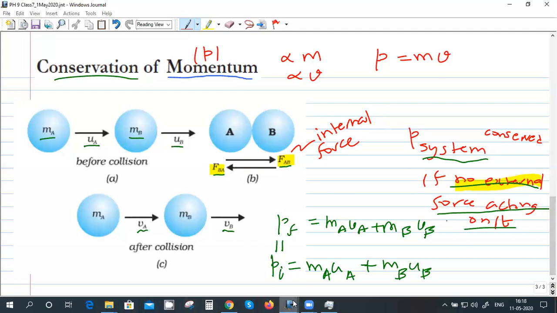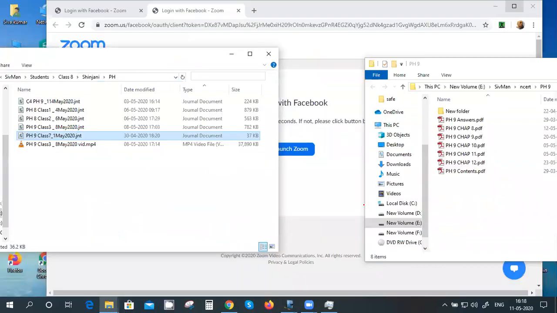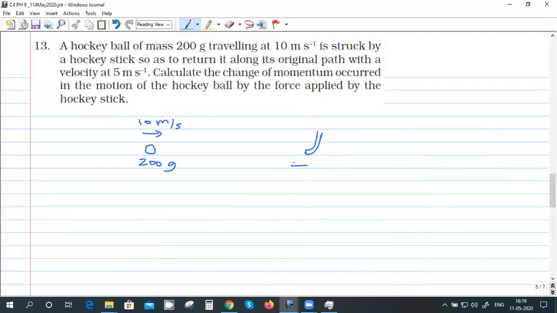So with this understanding, we can try a problem. We have a 200 gram ball moving with a speed of 10 meters per second. It goes and hits a hockey stick. After hitting, its velocity will change, the direction is changed and the value is 5. So what is the initial momentum?